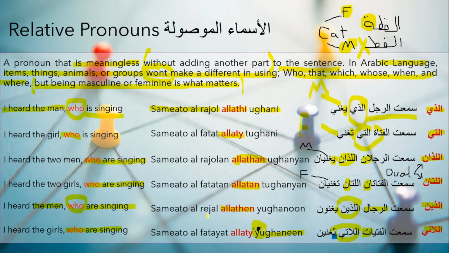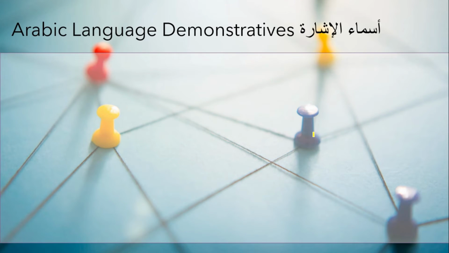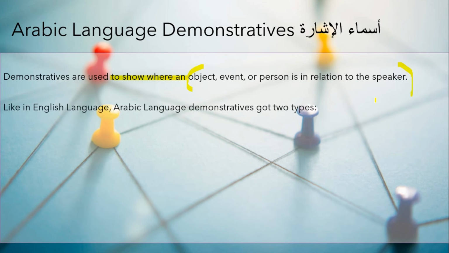I hear the girls who are singing. So this is al-asma al-mawsula, which is the relative pronouns. Now let's go to the Arabic language demonstratives. Al-asma al-ishara is used when we indicate or show where an object, event, or person is in relation to the speaker. Like in the English language, Arabic demonstratives have two types, for far or near.